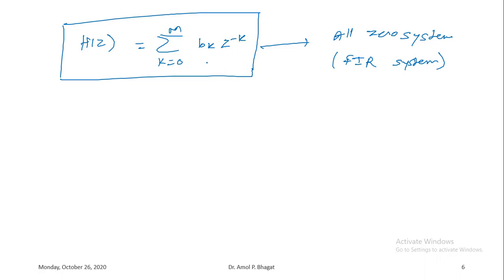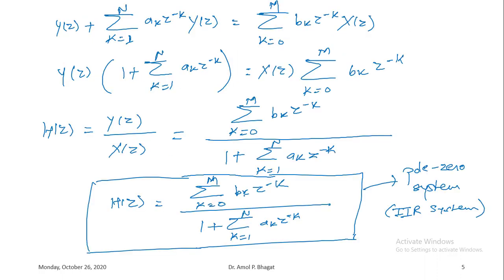Basically, these systems are also referred to as all zero systems. Such a system has a finite duration impulse response, and it is called FIR, or moving average system.